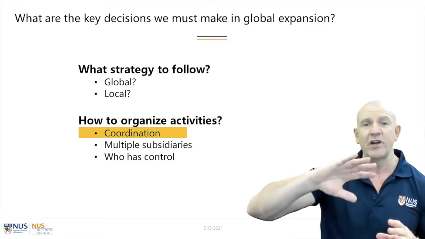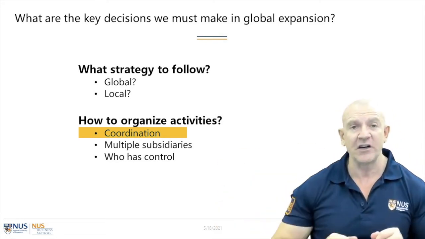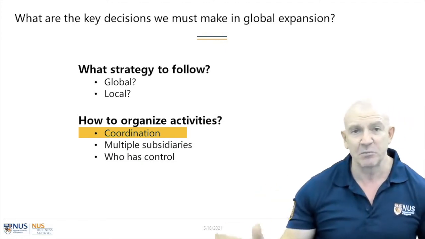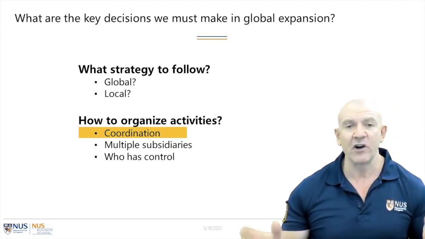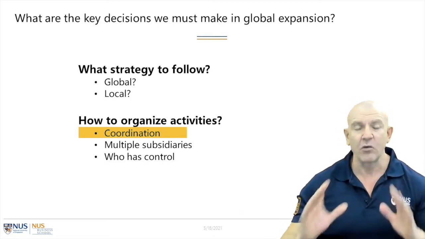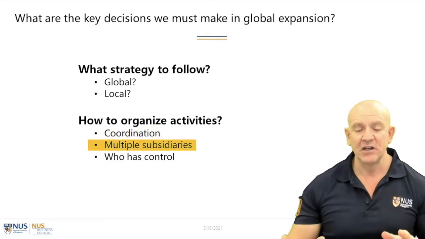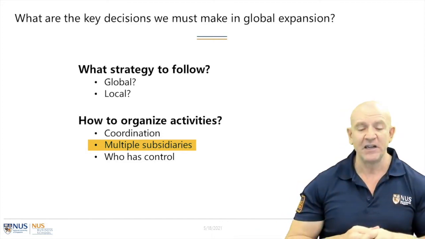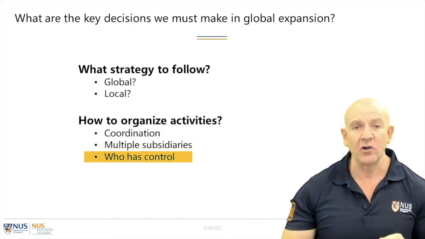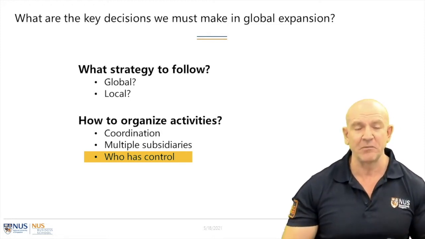Once we decide whether we're going to be more or less global in our strategy or more or less responsive in our international strategy, then we think about how to organize the activities. What kind of coordination do we have between subsidiaries? What kind of responsibilities do the subsidiaries have? And ultimately, who has control in a lot of the decisions that are necessary to make?